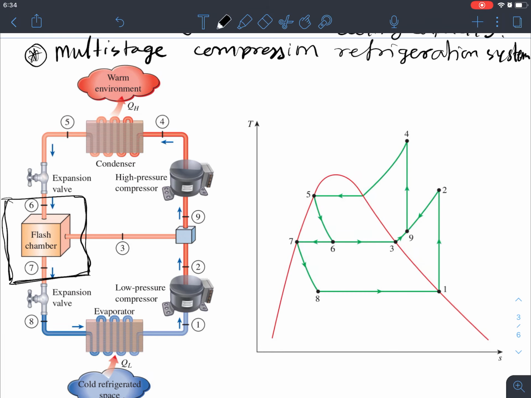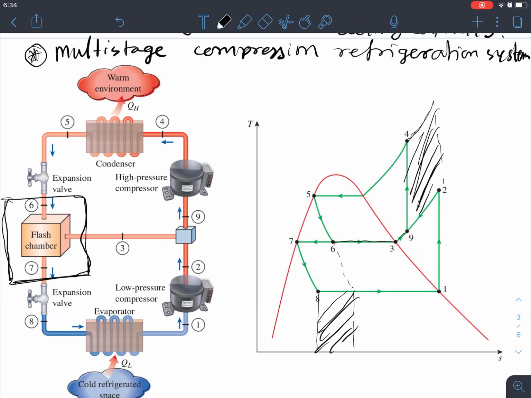Why? It's because of their mixing in the flash chamber. So we can see that they're sharing the same pressure line, right? So again, in this system, we can increase this heating capacity by this much, right? And also we can save this much work, right?